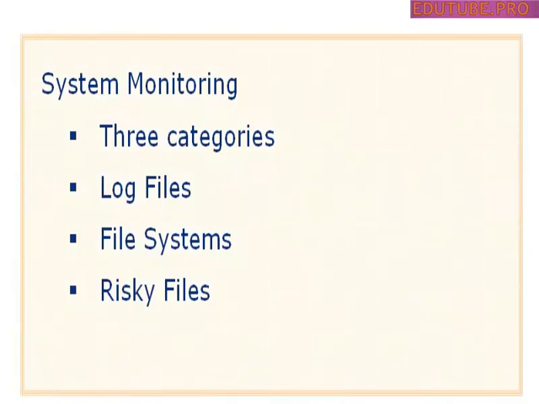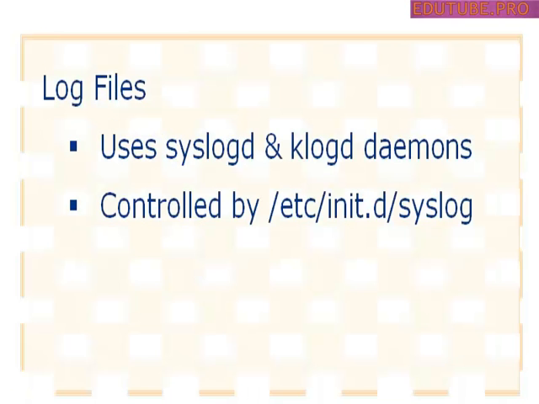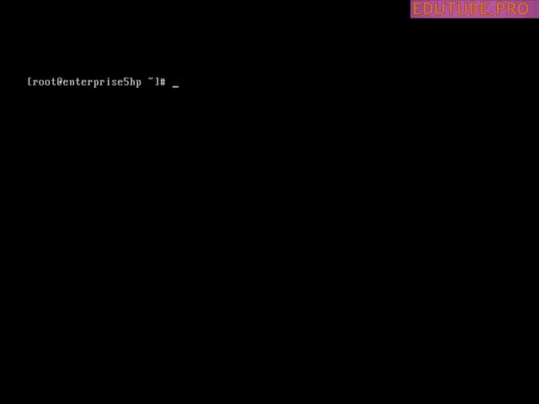A subject which can be divided into three categories: log files, file systems, and risky files. First, log files. We've already discussed the content of a number of log files in another video. But if log files aren't working, you need to make sure the appropriate daemons are running, specifically syslogd and klogd, something which is controlled by the syslog script in the /etc/init.d directory.